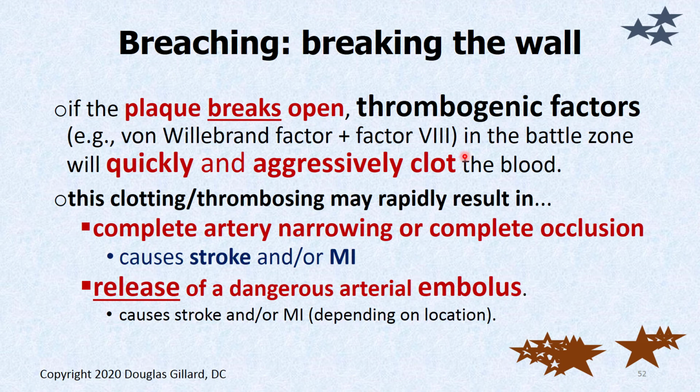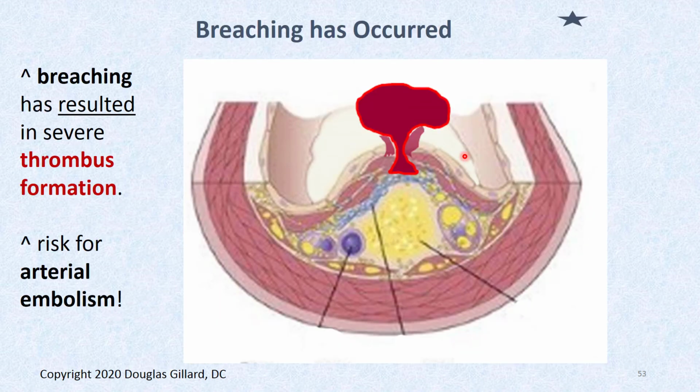If that plaque cracks open and blood flows in there, there's tons of thrombogenic factors in the battle zone, including von Willebrand factor, factor 8, things that are very powerful at clotting blood. That's called breaching when it breaks open. If breaching occurs, you get the formation of a blood clot immediately, within minutes. And it usually completely clogs off that artery, causes a full beaver dam. If that happens in the heart, you're going to have a heart attack. If it happens in the brain, you're going to have a stroke.